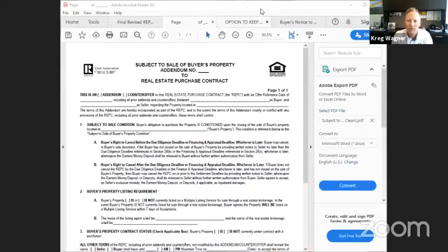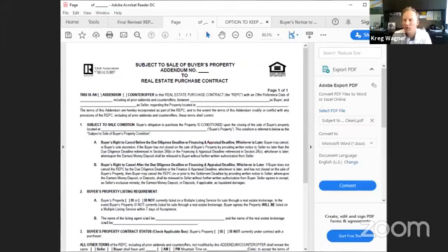We'll start first with the subject to sale of buyer's property addendum. Now, before we even dive into the changes and the issues here, Shane, when would a buyer typically use this form? I know that sounds pretty basic, but when would a buyer need to include a form like this as part of their offer?